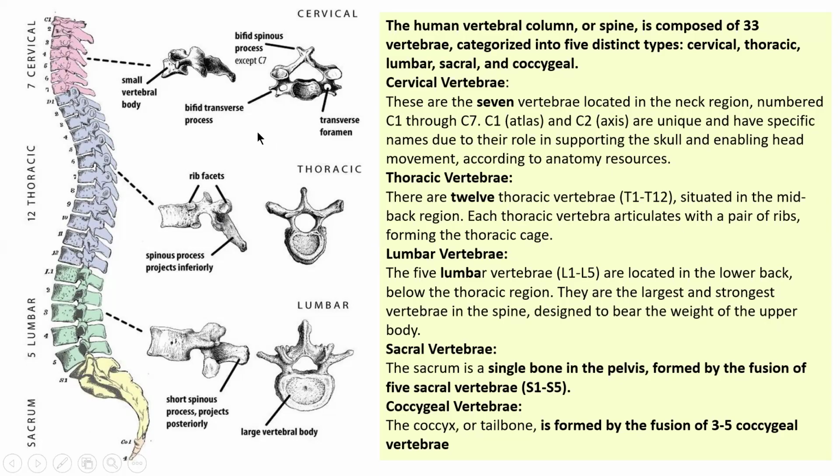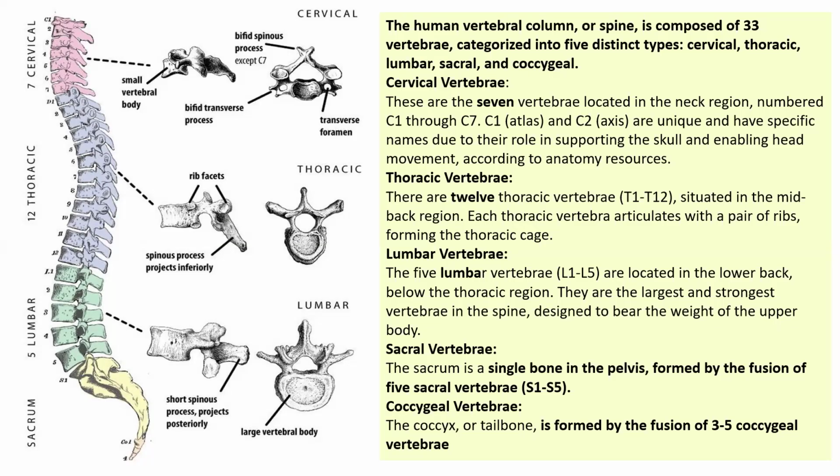Cervical vertebrae are seven in number, C1 to C7. C1 is known as the atlas vertebra and C2 as the axis vertebra. These two are unique and have specific names because of their role: they support your skull, and they help in neck and head movements. This is according to anatomy resources.